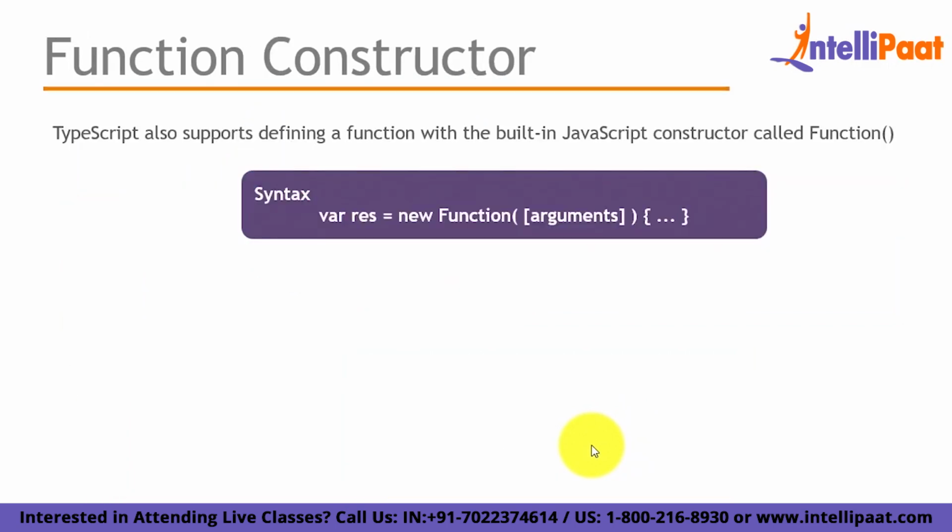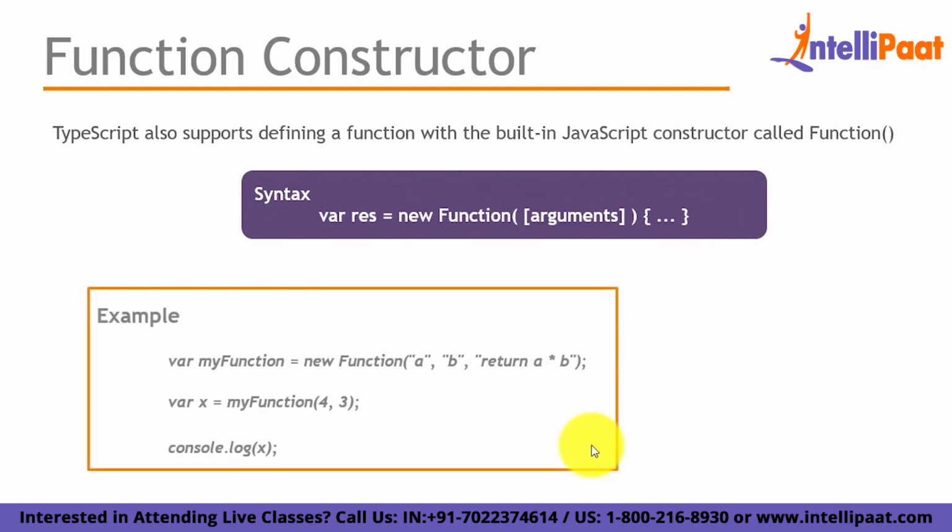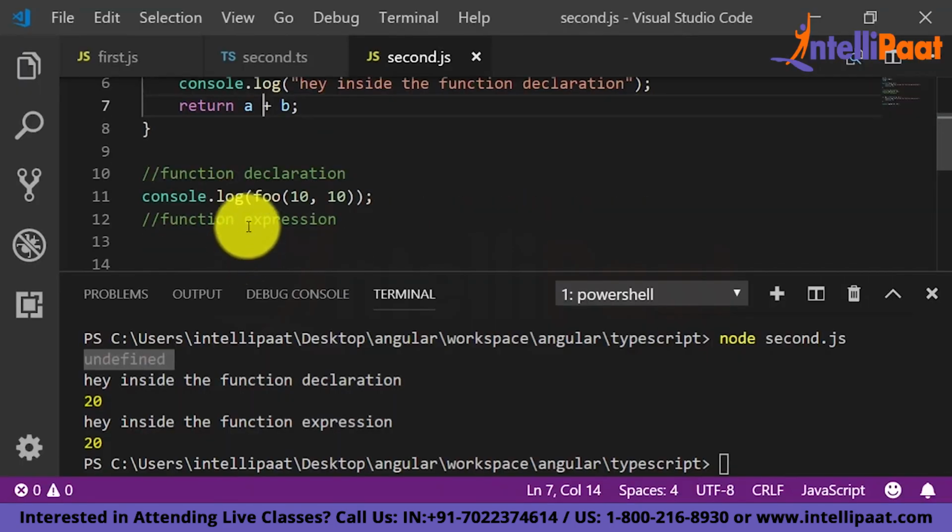The third way to create a function is using the function constructor. See here, F is in capital. TypeScript also supports defining a function with the built-in JavaScript constructor called Function. Syntax for that is new Function, and then it takes the input parameters. How many input parameters are there? Just mention it. If it is not having any, don't mention anything. And finally, the return value of the same. So how to call this kind of function? You just call it with this name. So this is also one of the ways. I hope function declaration and expression with the hoisting is very much clear.